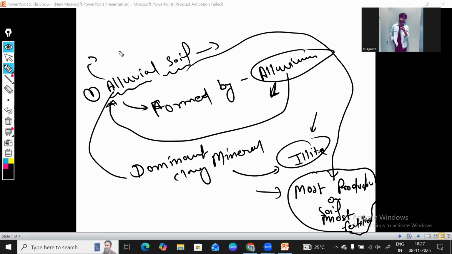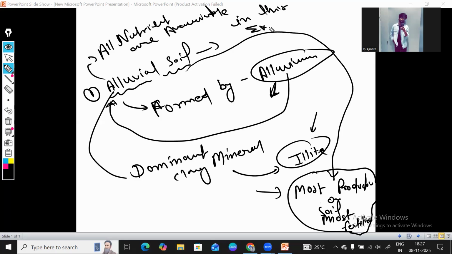Another thing is that all nutrients are available in this soil except what we do not have in the soil, that is nitrogen and organic matter. The nutrient that we do not have in the soil is nitrogen. That is the most important one, right?